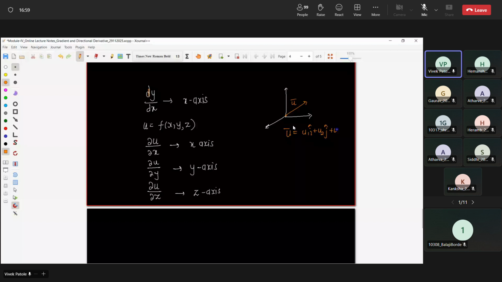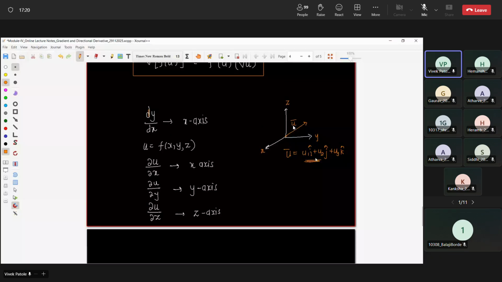Now, what I want to do is evaluate the derivative of that function in this arbitrary direction. It is not exactly along the x-axis, y-axis, or z-axis. It is somewhere in between, like this. So along that direction, we need to evaluate our directional derivative.